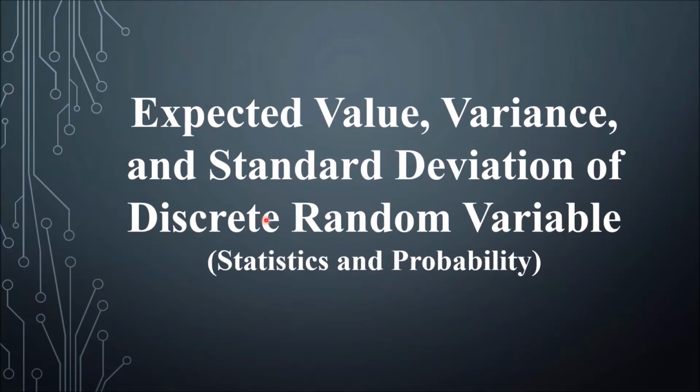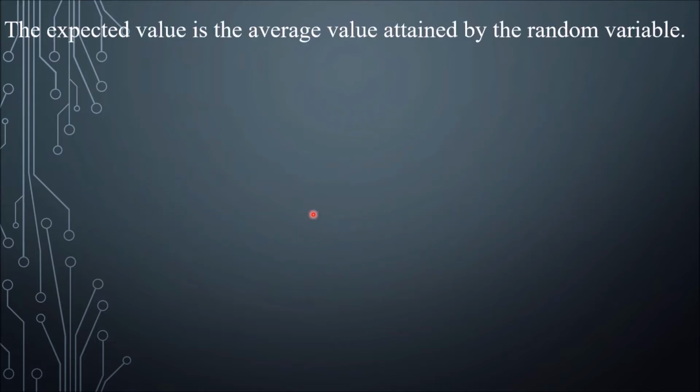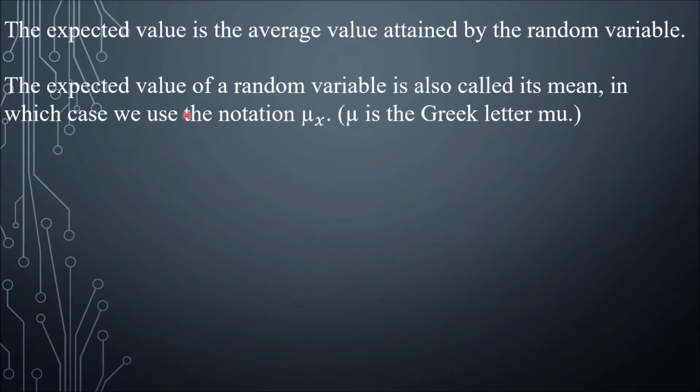Expected value, variance, and standard deviation of a discrete random variable. The expected value is the average value attained by the random variable. For example, if you are going to do the experiment several times, you will have the expected value, which is the average attained by the random variable. The expected value of a random variable is also called its mean, in which case we use the notation mu of x.